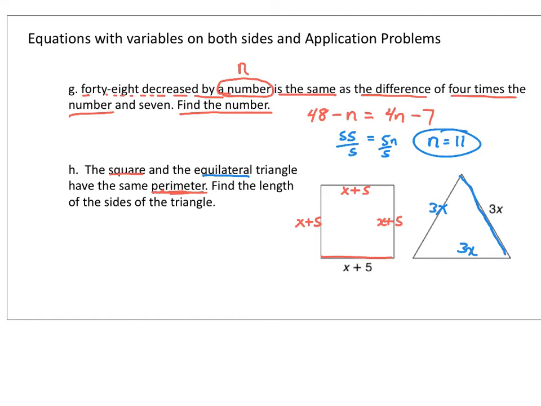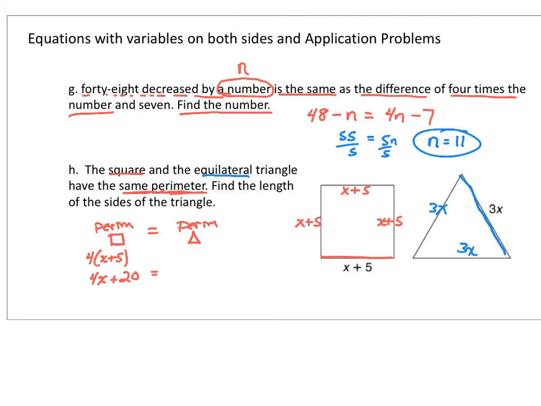So if they have to have the same perimeter, here's what we're going to do. We're going to have the perimeter of the square equal to the perimeter of the triangle. So the perimeter of the square would be all of those x plus 5s added together. Now you could do it like this, 4 of the x plus 5s, right? Or you could just add them all together in your head and say that's going to be x plus x plus x plus x, which is 4x, plus 5 plus 5 plus 5 plus 5, and that would be 20.